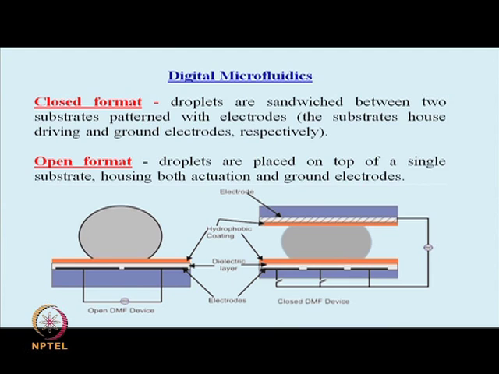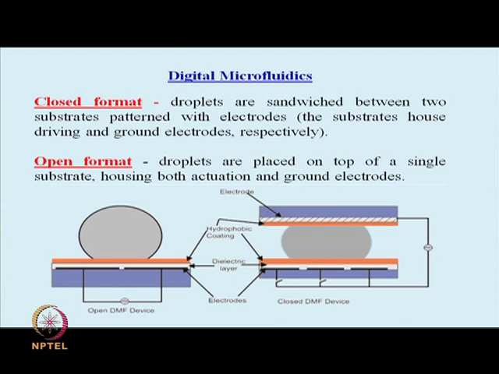So, if you think of a closed system, then you have a number of electrodes which are embedded, and this is a glass cover, or it could even be an electrode, and a hydrophobic coating, and a plug of liquid is situated over here. As these electrodes are progressively turned on and the preceding electrode turned off, the plug will move over the electrode in the direction in which the electrodes are sequentially being turned on. So, you have definite movement in a closed channel towards the electrode which has been turned on.